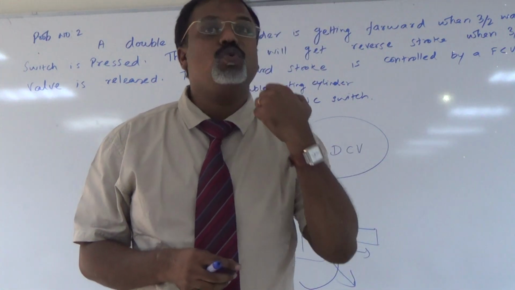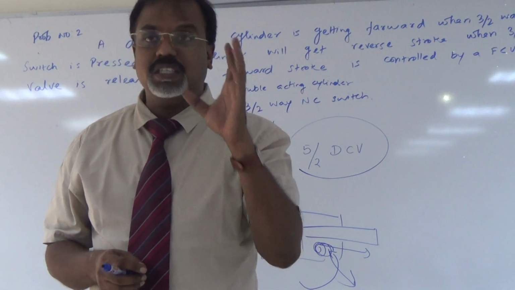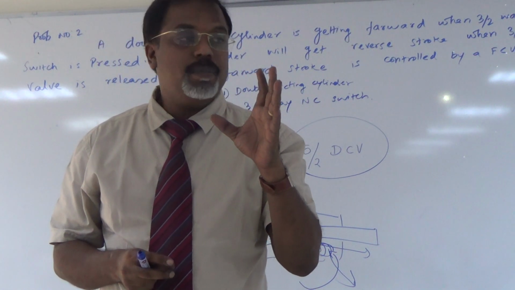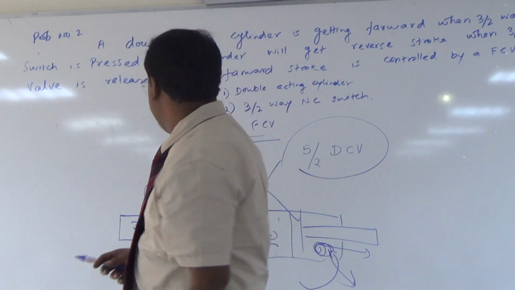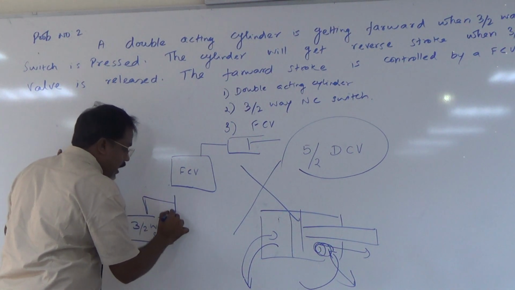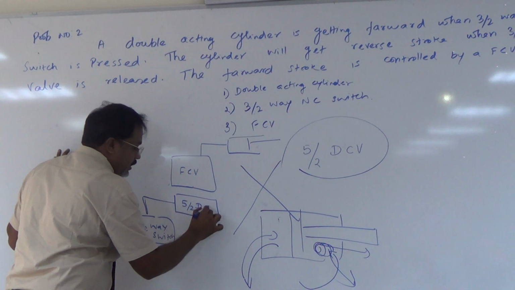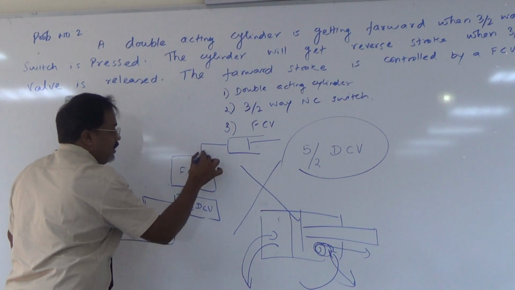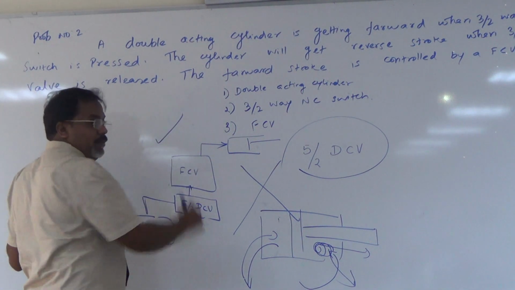It should come to your mind automatically, when you see a double acting cylinder in the problem, what you have to add: a 5/2 directional control valve. So here, before the FCV, you add another block, the 5/2 DCV. Then it goes to the flow control valve, and after that to the double acting cylinder. Now the problem is perfect.